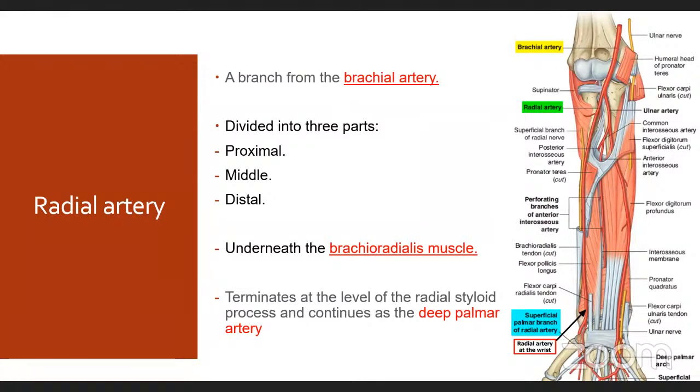It courses underneath the brachioradialis muscle and gives branches that are the recurrent radial artery, the superficial palmar artery, and some muscular branches also. It terminates at the level of the radial styloid process and continues as the deep palmar artery.